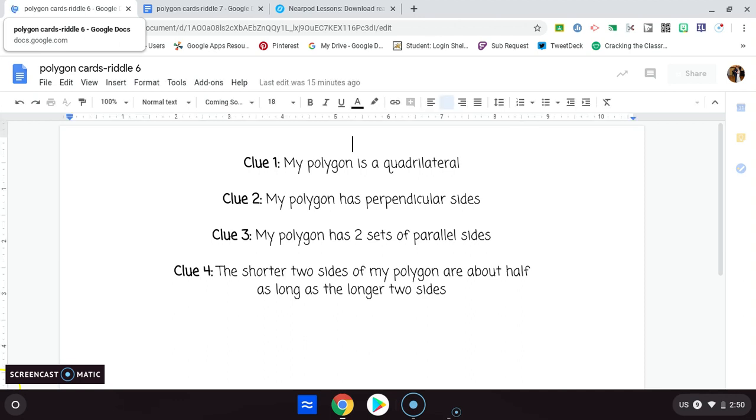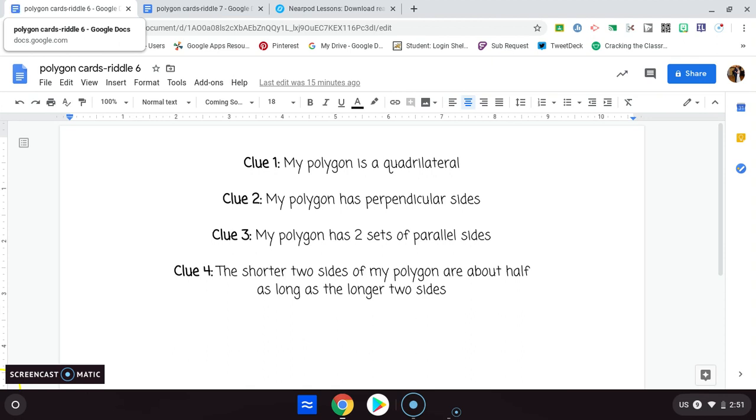All right, clue 1. You're doing these on your own. My polygon is a quadrilateral. So it has 4 sides. So you're going to keep all the ones that have 4 sides. Anything with 3 sides, 5 or more, you're flipping over and getting rid of.